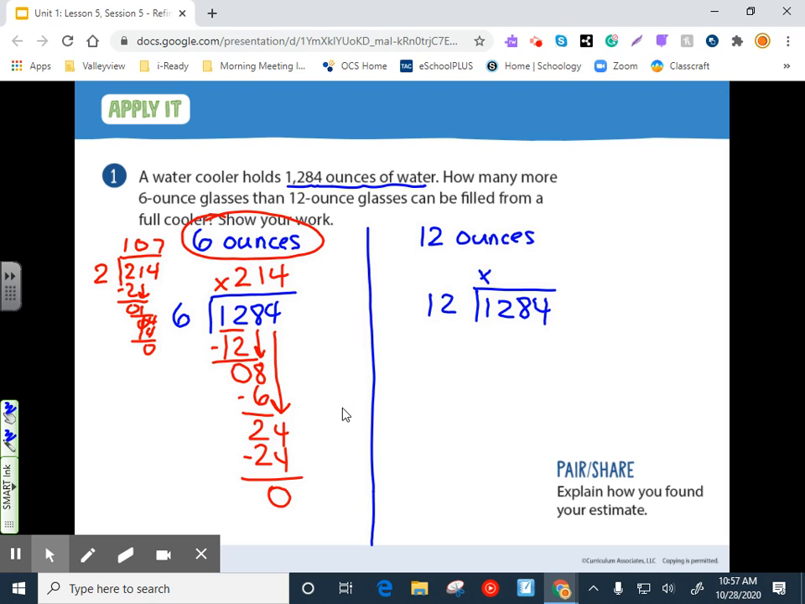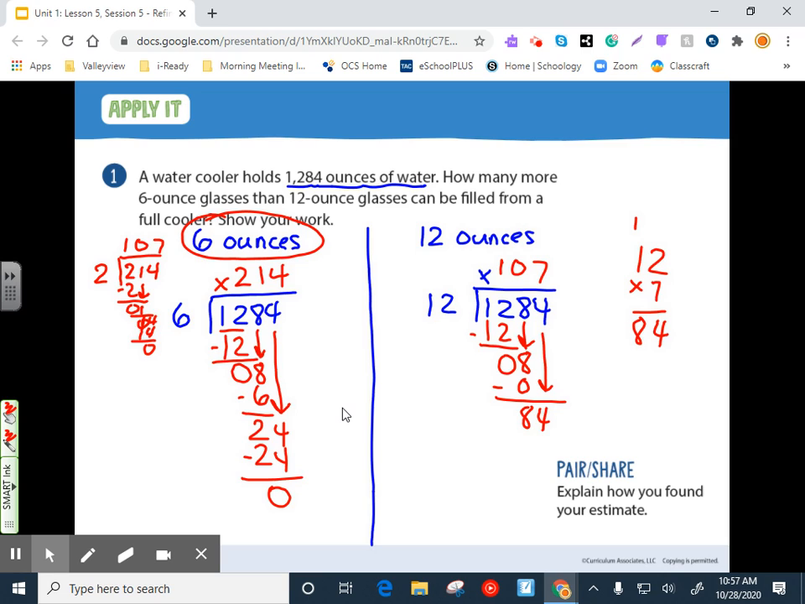12 doesn't go into 1, but 12 does go into 12 once. 12 does not go into 8, but 12 goes into 84. You guessed it, 7 times.